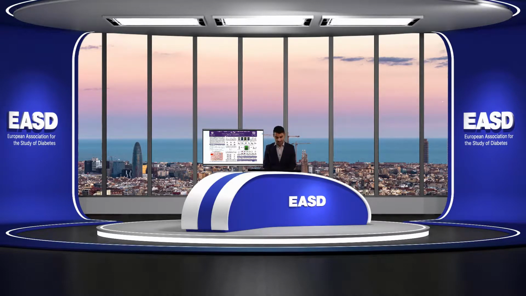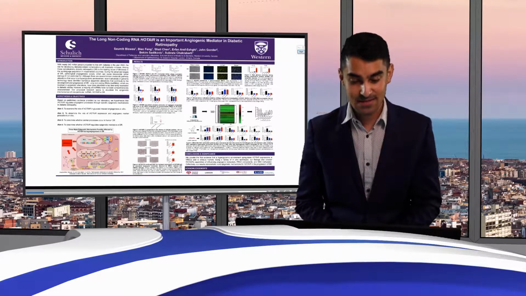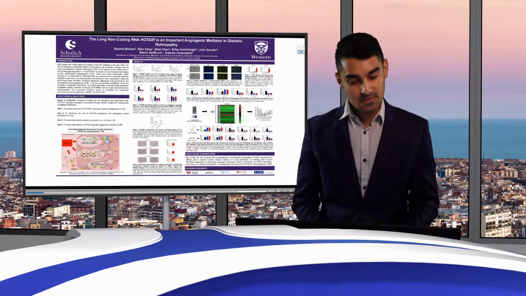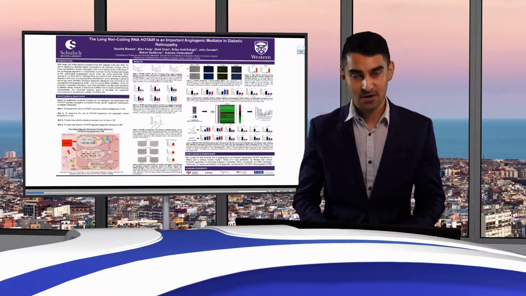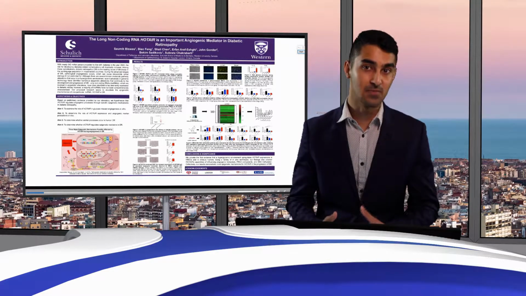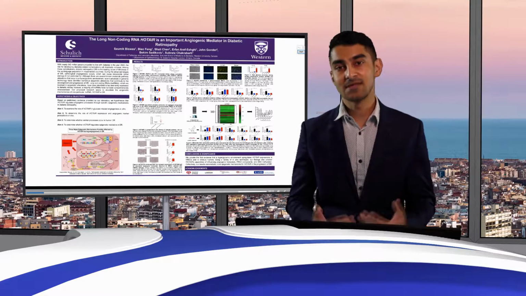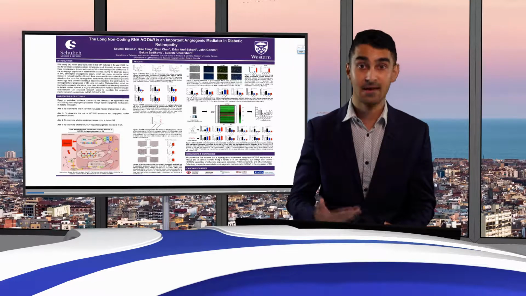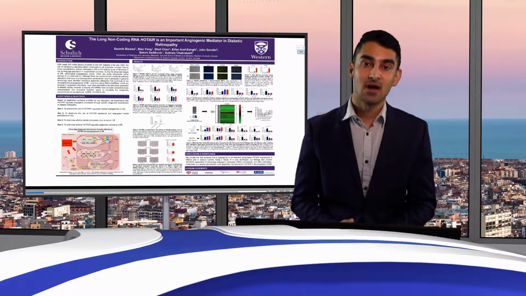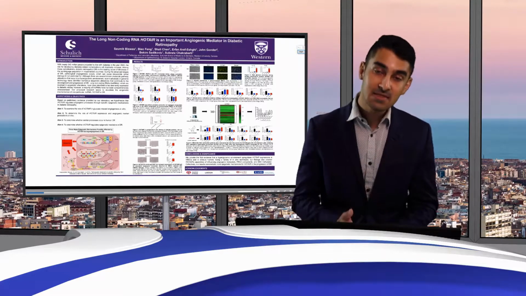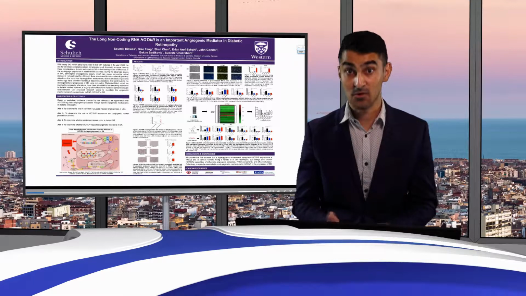The title of today's presentation is The Long Non-Coding RNA HOTAIR is an important angiogenic mediator in diabetic retinopathy. The International Diabetes Federation projects that in the year 2040, nearly 642 million people will be living with diabetes. With an increase in diabetes, there's also an increased risk of developing diabetes-related complications. Diabetic retinopathy is a very prevalent microvascular complication, and it is among the leading causes of blindness in the world.